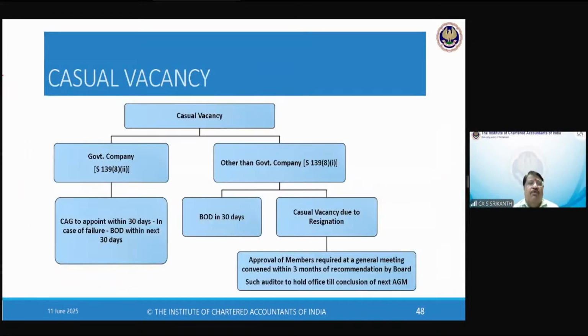Casual. Now we are moving from appointment to removal, ceasing to be an auditor. First method is casual vacancy. We already saw this term in another context.